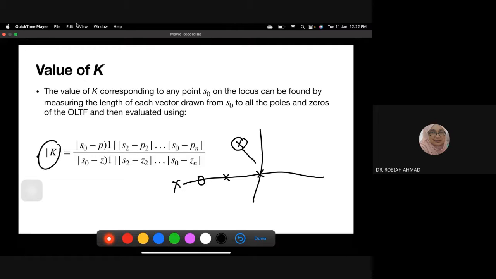We find this distance. So this is what it means by distance. And then here, distance, and then here, distance, to get the value of k. So we will do the exercise later on when we go to the topic on transient.